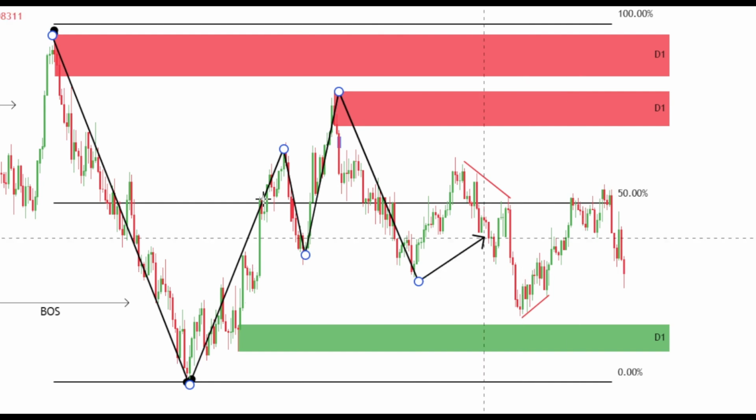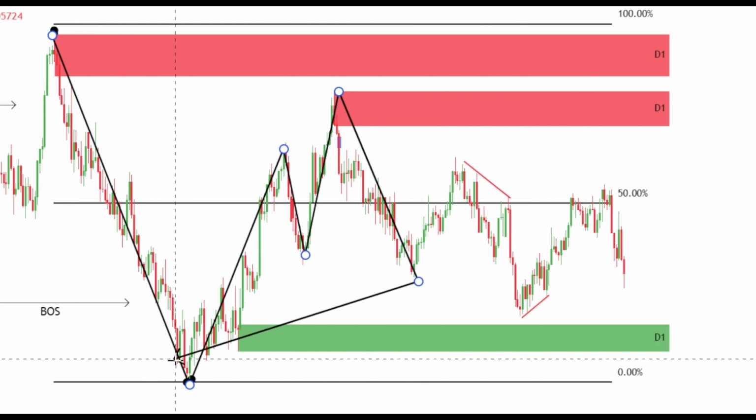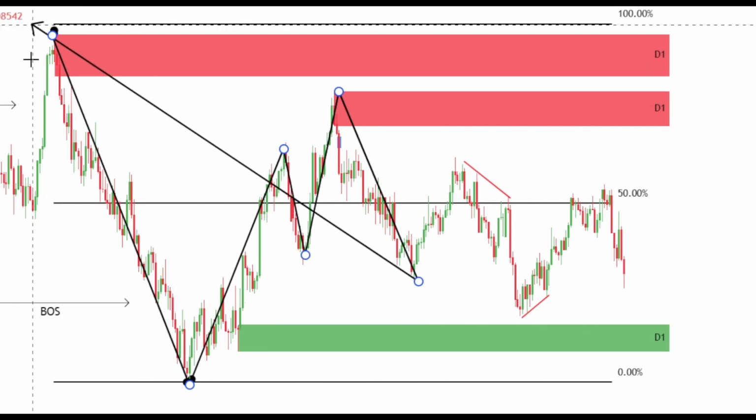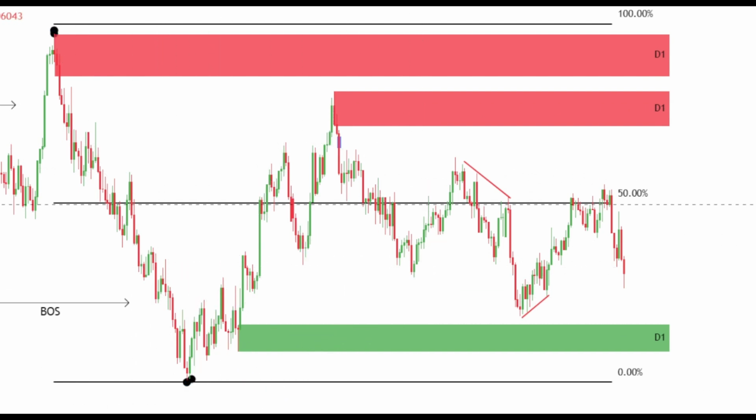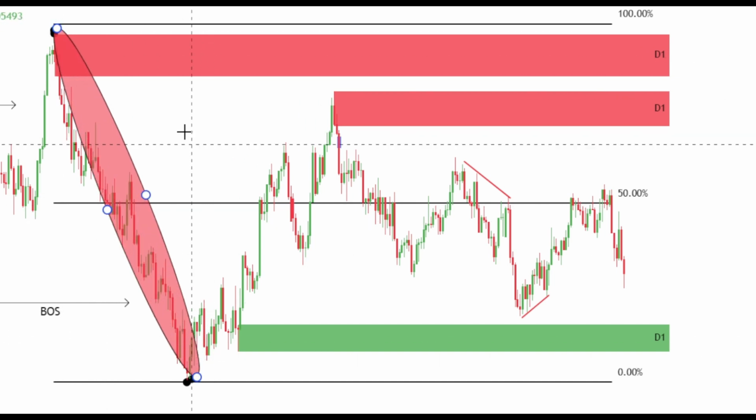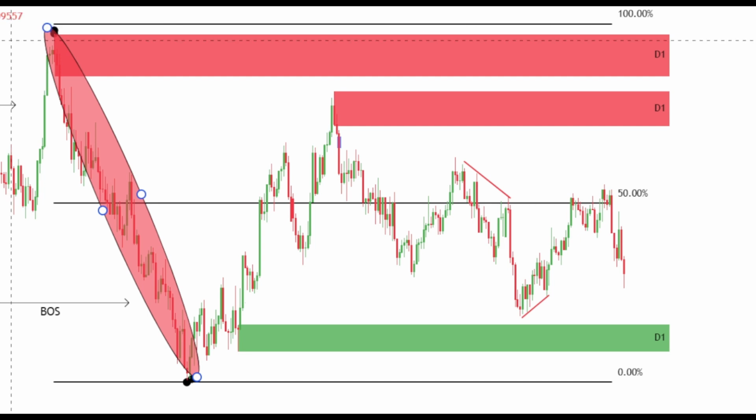Now from here, if we look at internal structure, it's important not to get the internal structure mixed up with the external structure. So this is the external high. This is the external low. Let's quickly mark that out so people can understand. What we mean by external structure is essentially the dealing range, the swing high down to the swing low. This is our parent structure. Anything inside of this is internal structure.